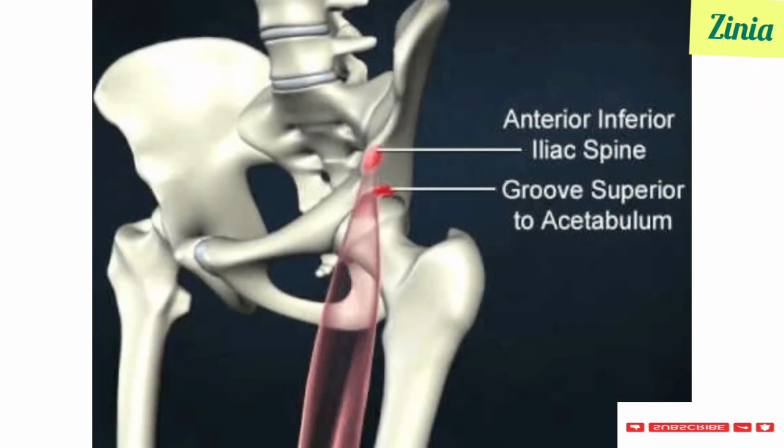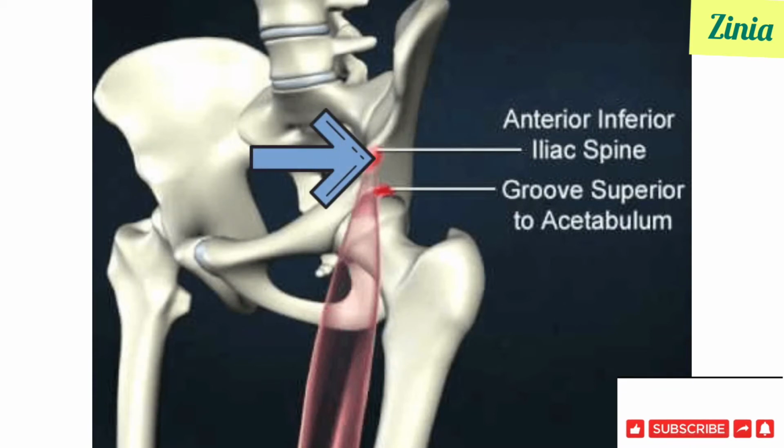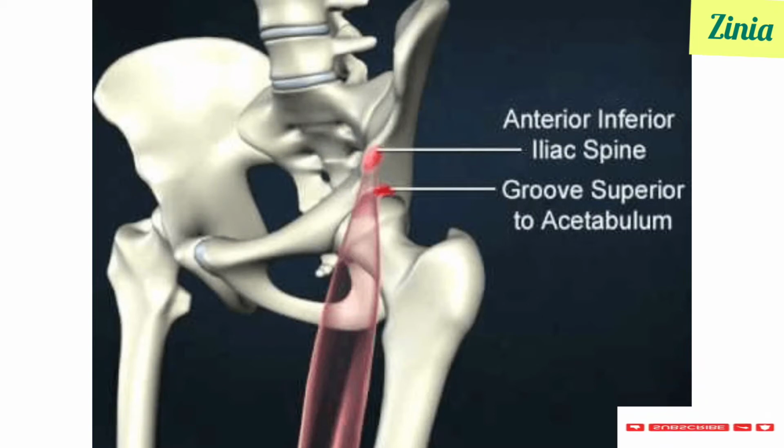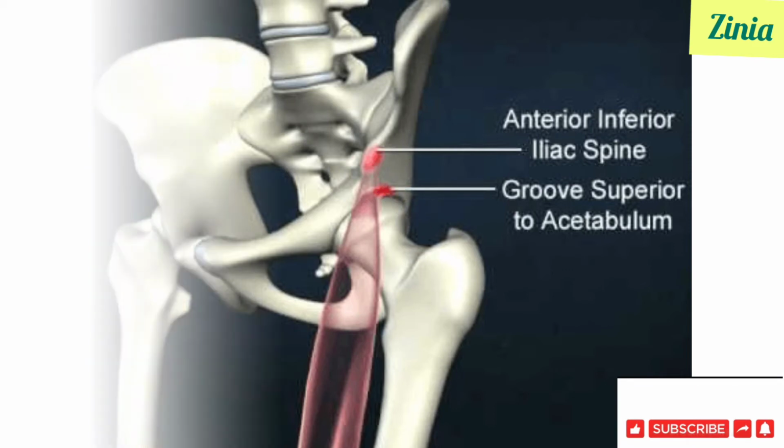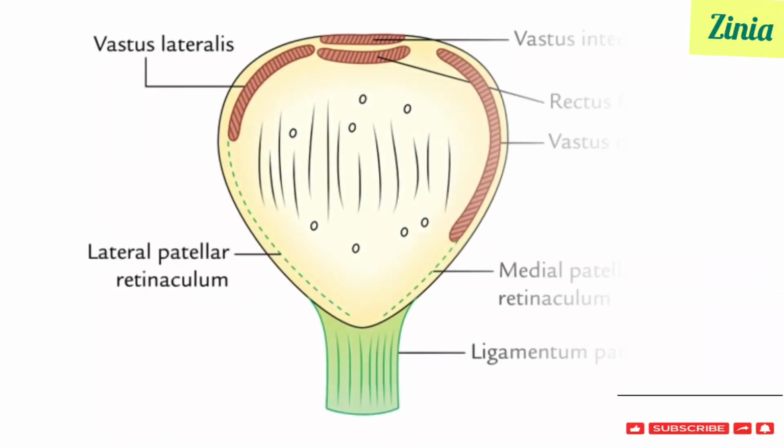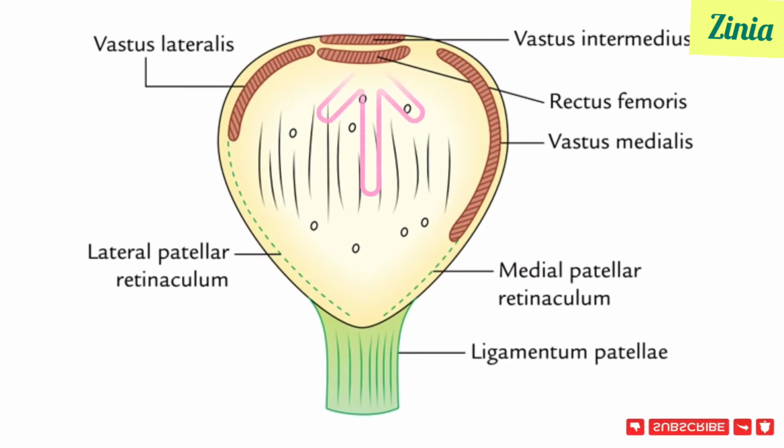Rectus femoris. Origin: straight head from the upper half of the anterior inferior iliac spine and reflected head from the group above the margin of the acetabulum and the capsule of the hip joint. Insertion: base of the patella anterior to vastus intermedius.